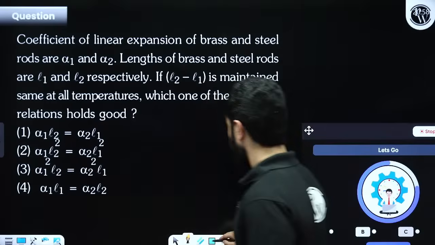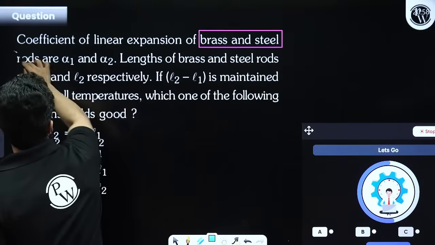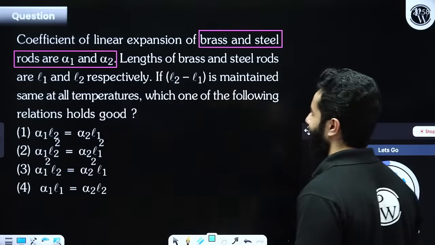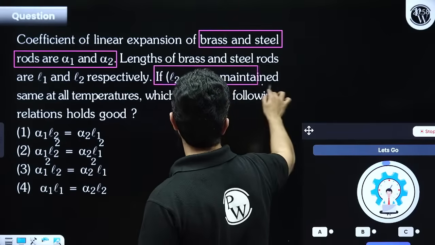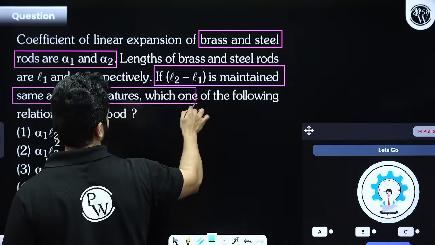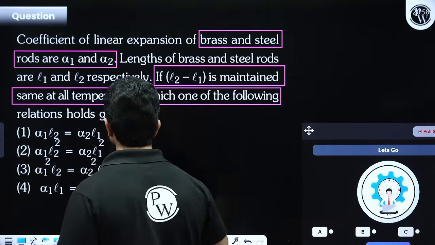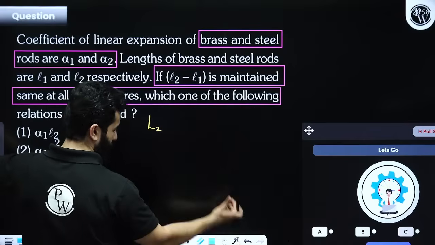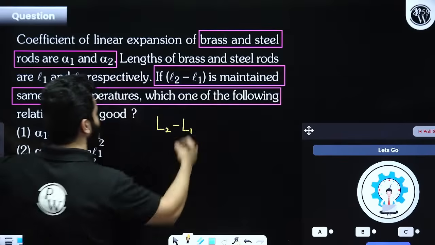They are saying coefficient of linear expansion of brass and steel rods are alpha 1 and alpha 2. Length of brass and steel rods are L1 and L2 respectively. If L2 minus L1 is maintained same at all temperatures, right? At all temperatures, which of the following relations hold good? Please understand what they mean by that? L2 minus L1. L2 minus L1 is maintained same at all temperature.